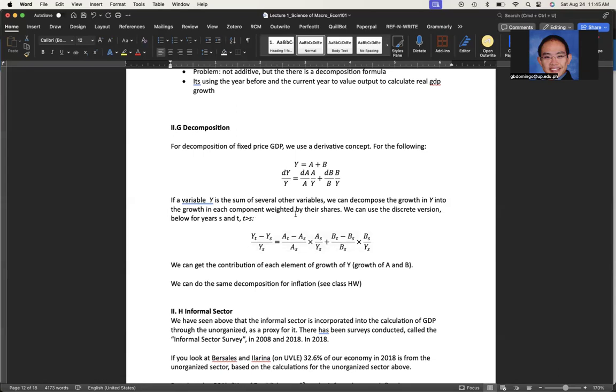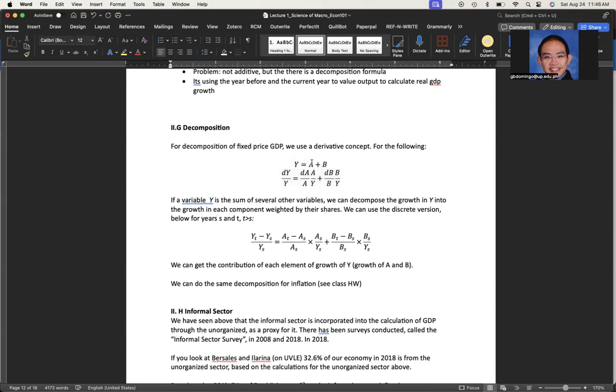So here's the mathematical implementation of that. If you were to do a derivative, you would get dy over y, dA over a over y. Notice that the a's in the denominator and the numerator cancel out, and the same with the b's here. Here you're considering, for example, y as the sum of a and b. And the analogy we're going towards is that GDP is the sum of C, I, G, and NX. So it's the same concept.